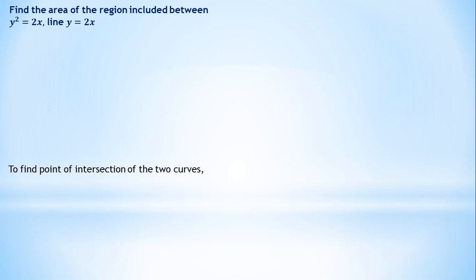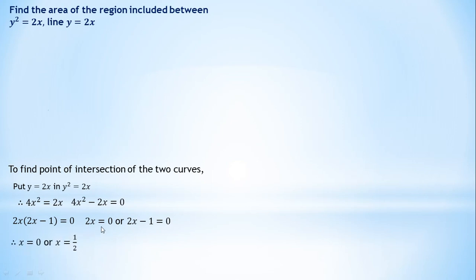For that we have to solve the equations. If you want to solve this, put y is equal to 2x in the equation y squared is equal to 2x. See, in place of y I will put 2x. So we get the equation 4x squared is equal to 2x.